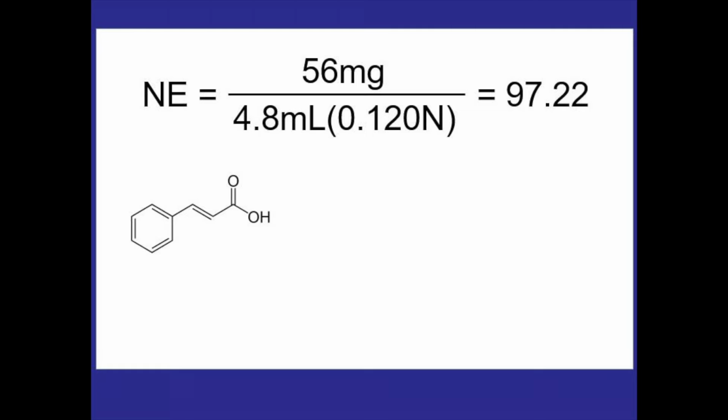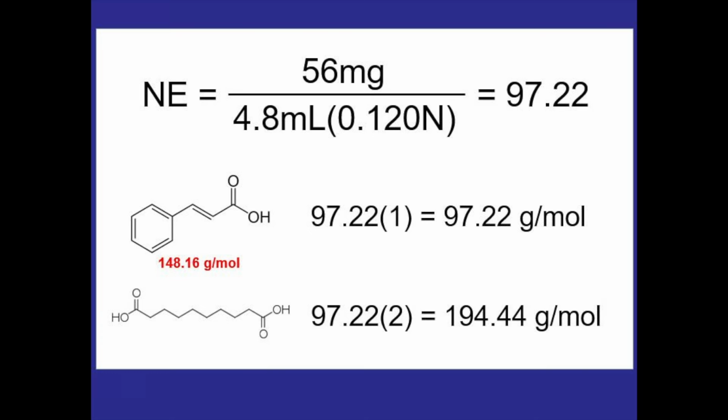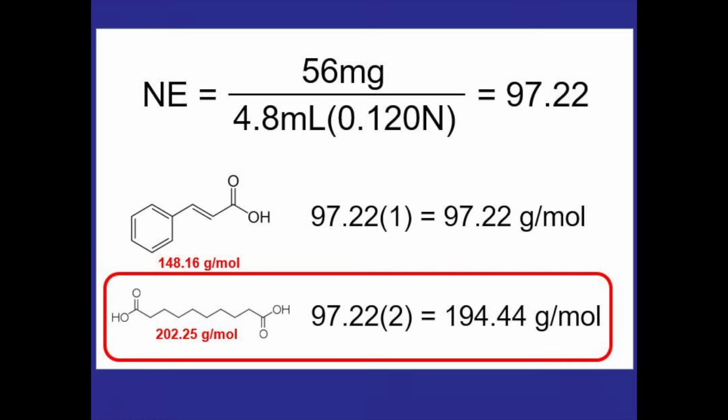We look at cinnamic acid and see that it has one acidic group on it, so we would multiply the neutralization equivalent by 1 to get the molecular weight and compare that to the molecular weight of cinnamic acid, which is off by a bit. So we could look at sebacic acid and we can see that there are 2 acidic groups on it, so we would multiply the neutralization equivalent by 2, which is a lot closer to the molecular weight of sebacic acid, so the data from the titration would be leaning towards sebacic acid rather than cinnamic acid.